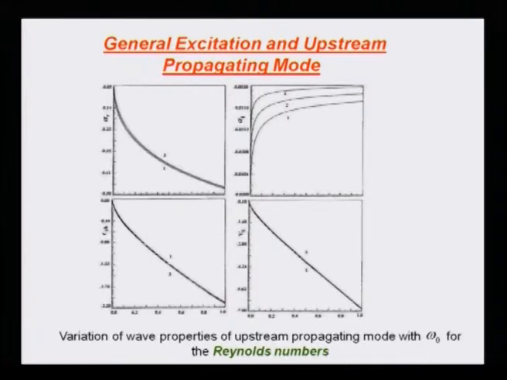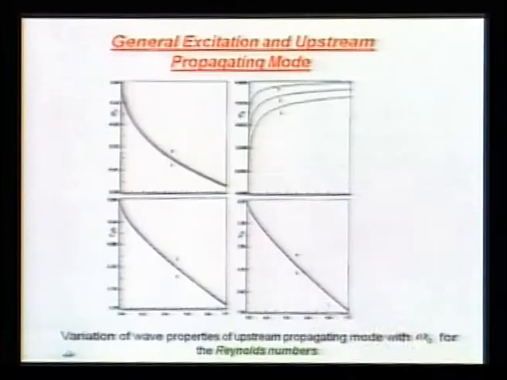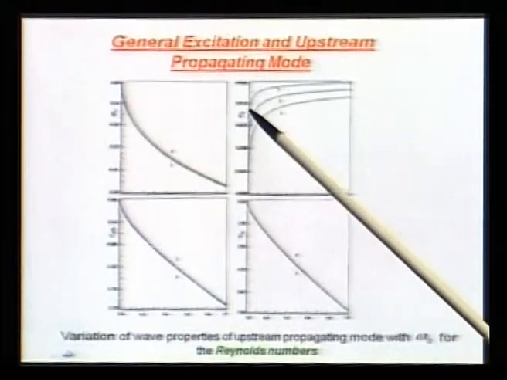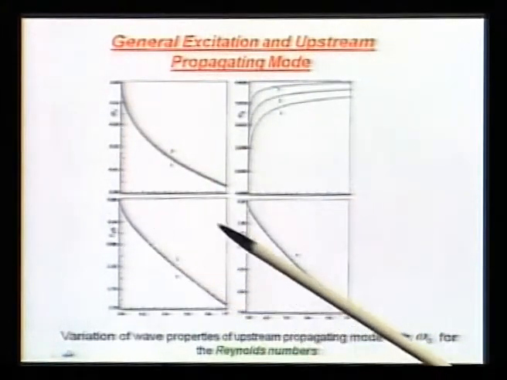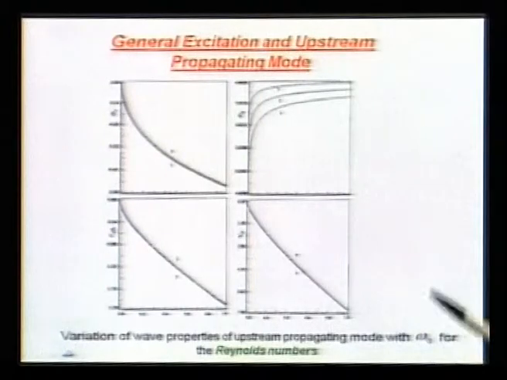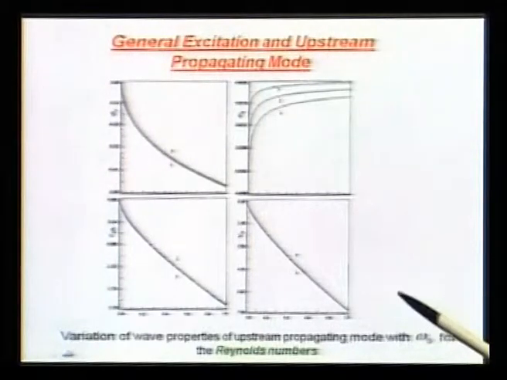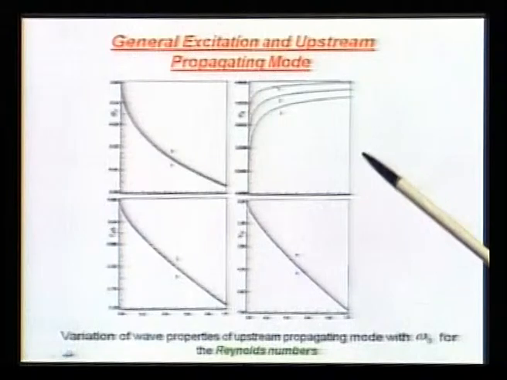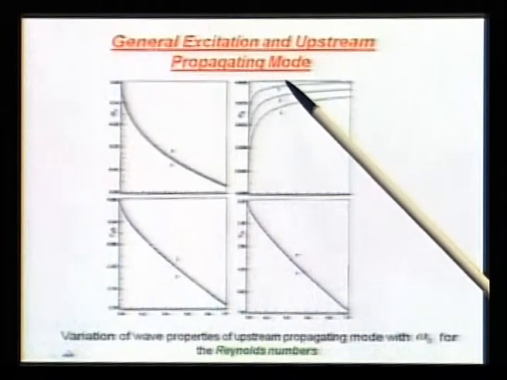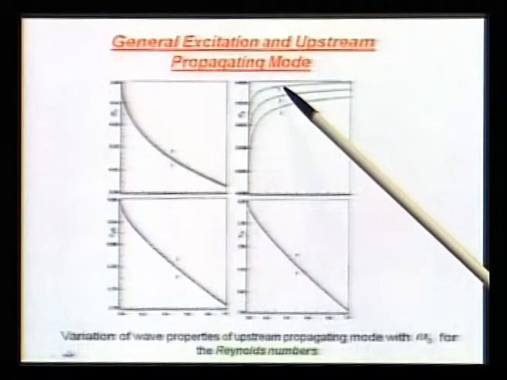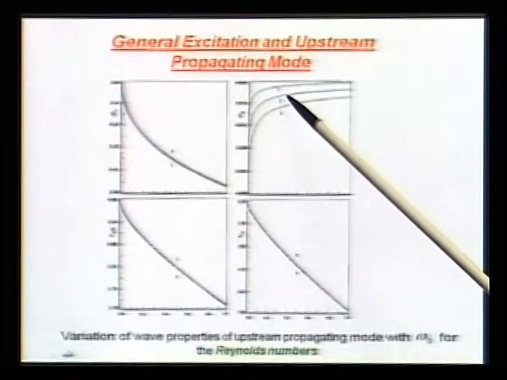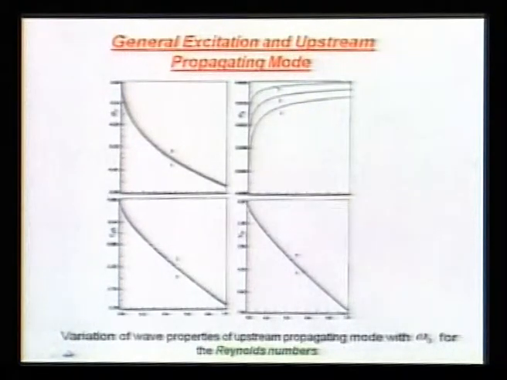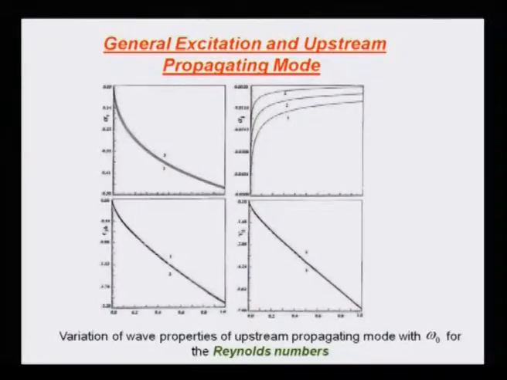Here we are showing you these 4 properties that we talked about: alpha r, alpha I, C phase and the group velocity, for 3 different Reynolds numbers. I think one curve corresponds to Reynolds number of 400, the middle one is probably 1000, and this is 4000, like the one that you saw. The local solution was also plotted for these 3 Reynolds numbers.